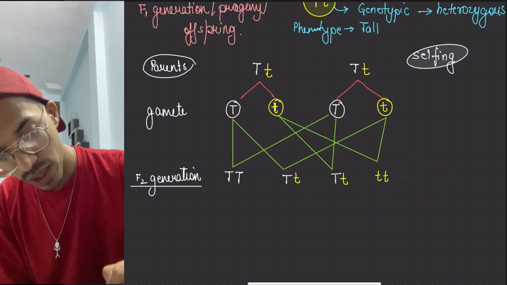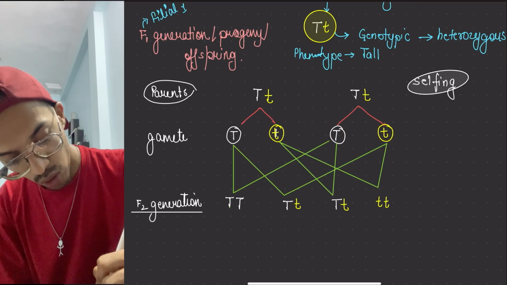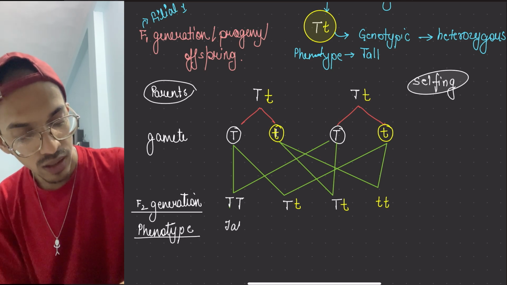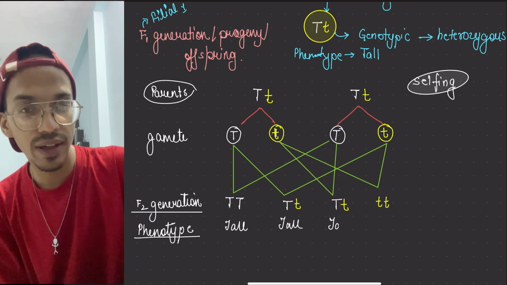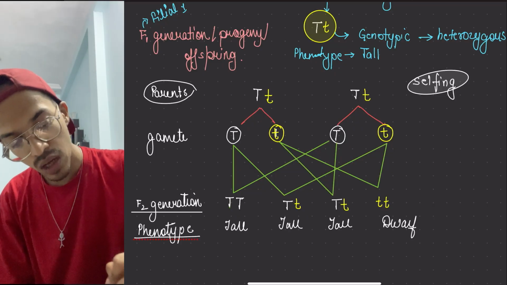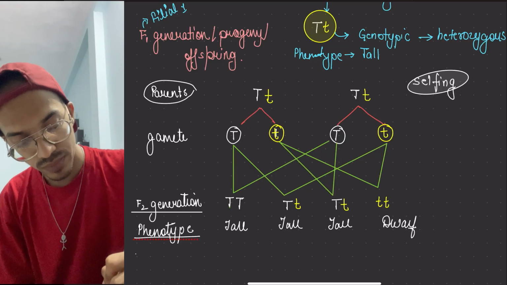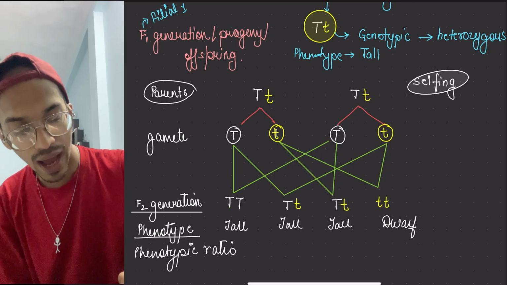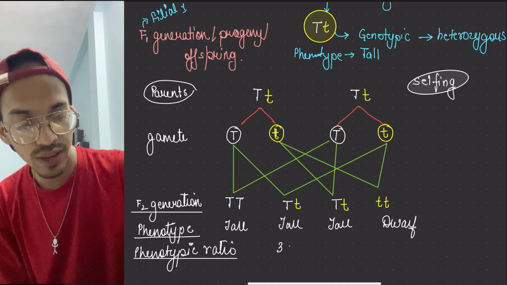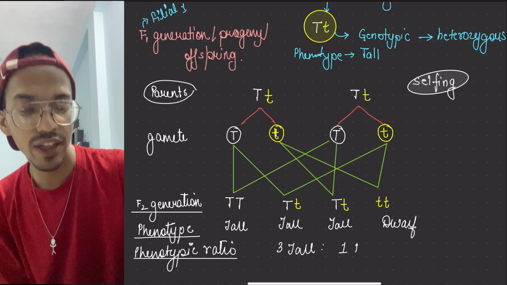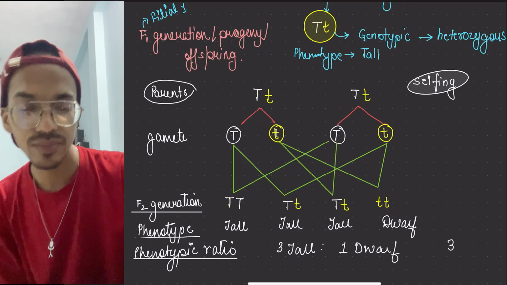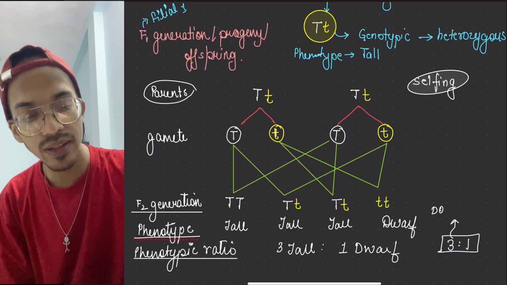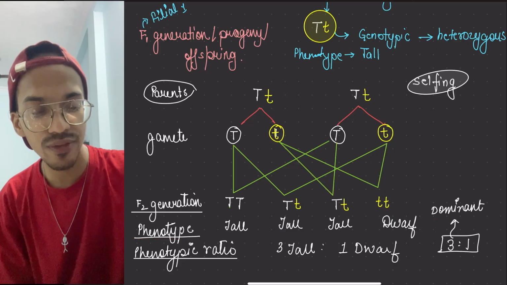Let's see the phenotype: this will be tall, this will be tall, this will be tall, but this will be dwarf. If I look at the phenotypic ratio, meaning the different types of phenotypes present, I have 3 tall and 1 dwarf. So my ratio is 3:1. I can write that 3 is the dominant phenotypic ratio and 1 is the recessive phenotypic ratio.